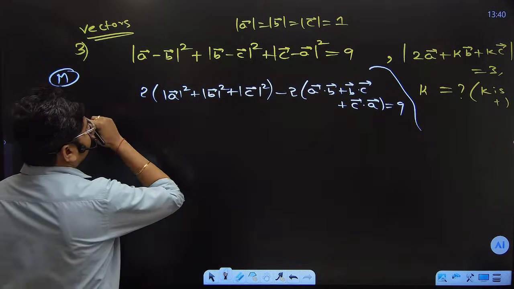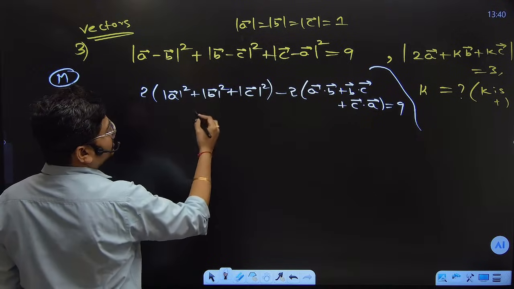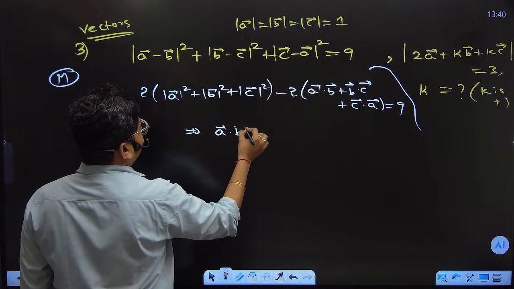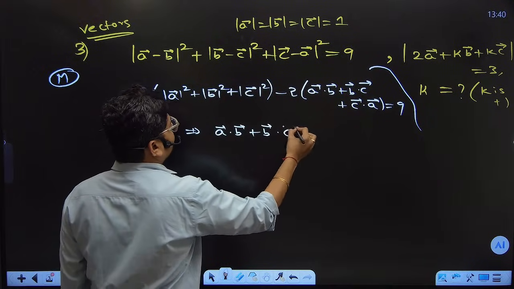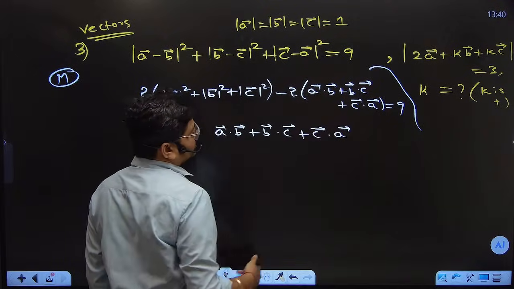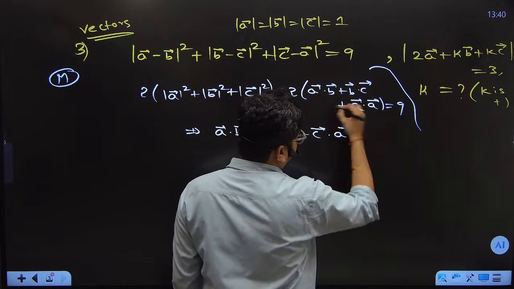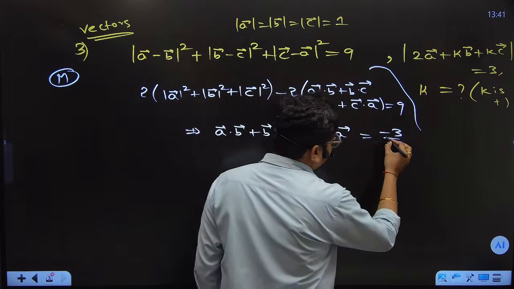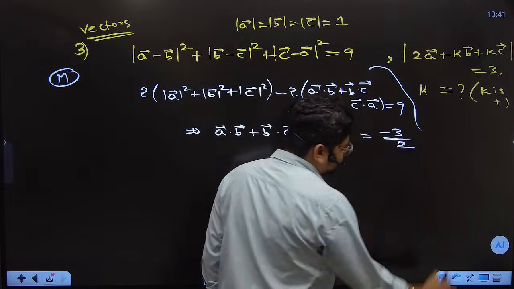So anyhow 3 into 2 is 6. With this I can say I'm getting A dot B plus B dot C plus C dot A as something in the form of 9 minus 6, which is 3, minus 3 by 2. Okay, this is something in the form of minus 3 by 2. Is it okay? Right.